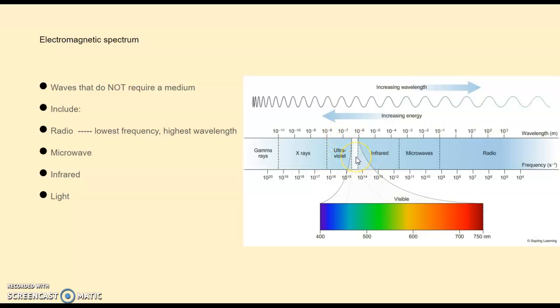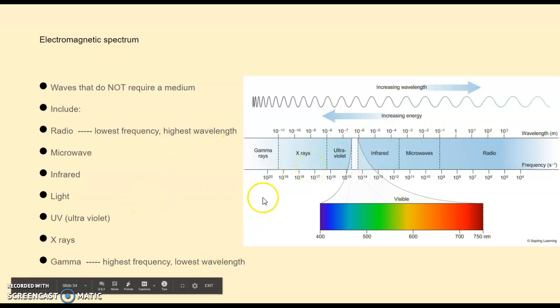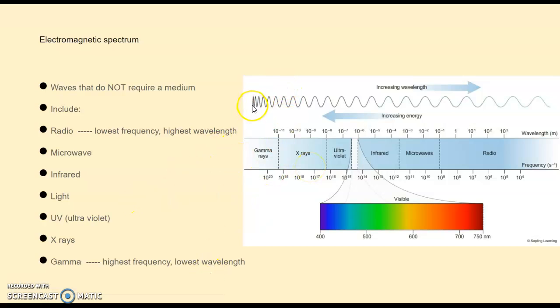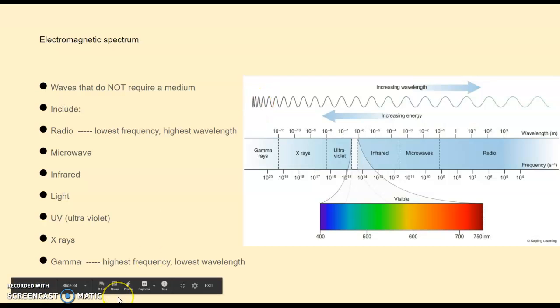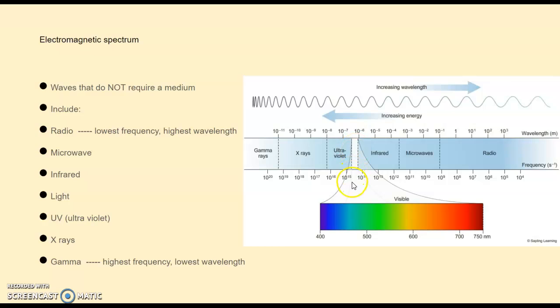So after my visible light, I have ultraviolet. I will abbreviate this as UV, just so you're aware. X-rays come next, and then my gamma rays. Gamma rays have the highest frequency, therefore the lowest wavelength. So let's talk about my colors.